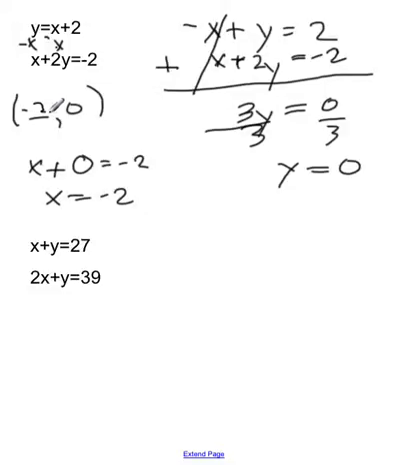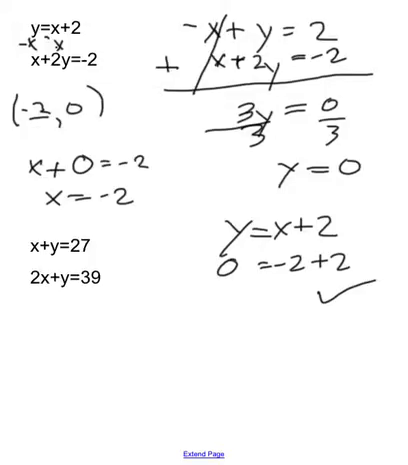Okay. If I wanted to perform a check step, I'd use my first equation, y equals x plus 2, plug in the ordered pair that I got, which looks pretty messy here, but x is negative 2, y is 0. Does negative 2 plus 2 equal 0? It does. So I know that this is my final solution.